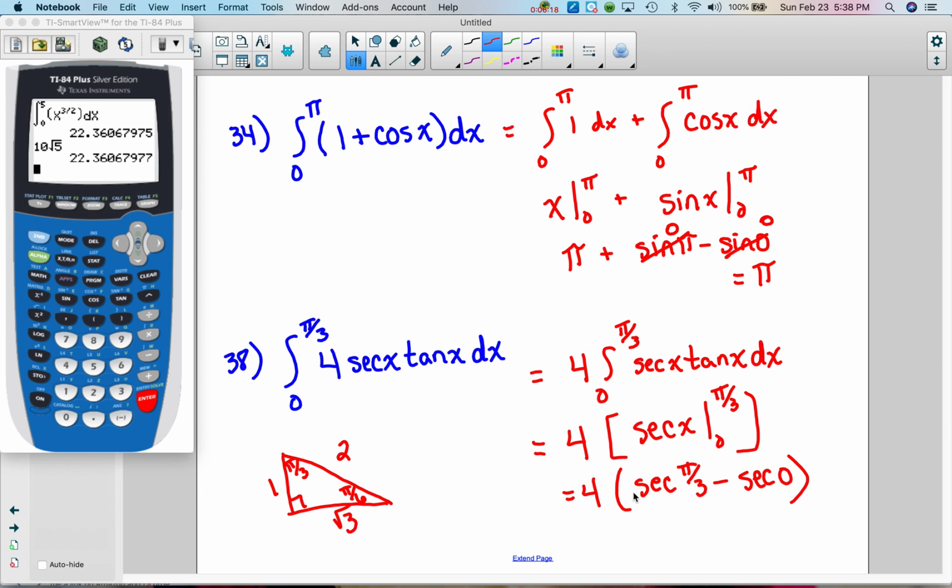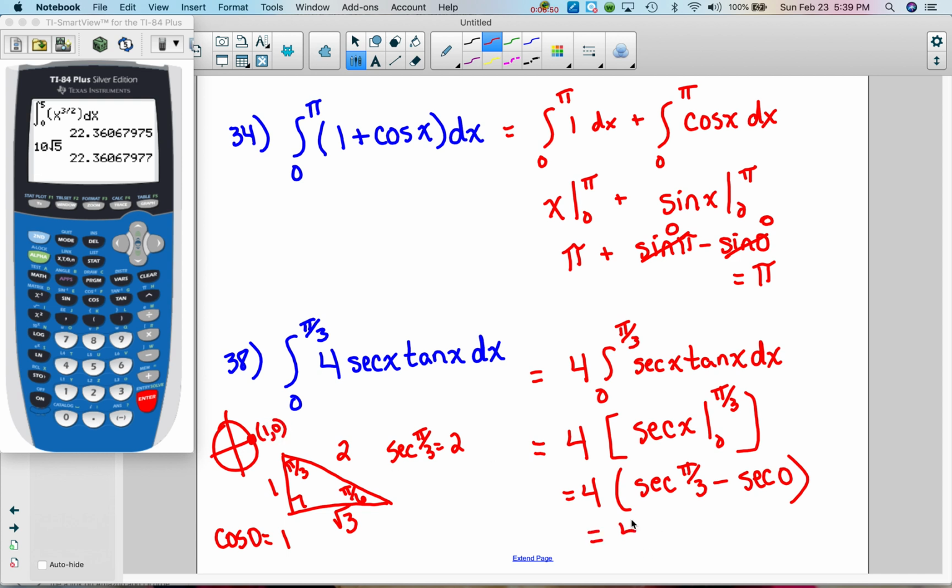And secant is the reciprocal of cosine. So if cosine of pi over 3 is 1/2, then secant is 2 over 1. So secant of pi over 3 is 2. And secant of 0, you would have to remember what cosine of 0 is. Not from a triangle, but from the unit circle. Cosine of 0 is 1. Remember, think of the unit circle. And the value at 0, the ordered pair would be (1, 0). And remember, the cosine values are the x coordinates.